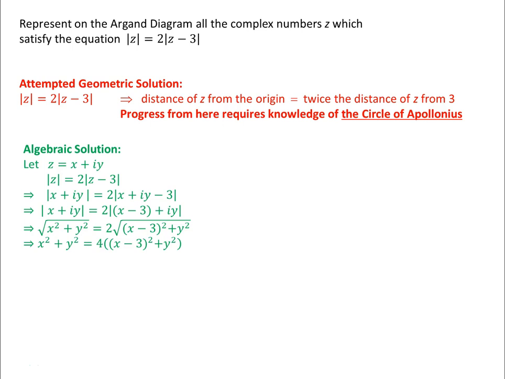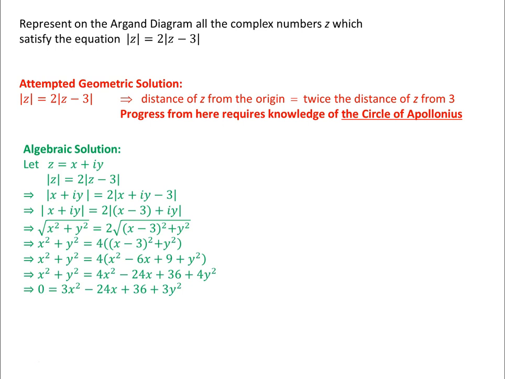Now we need to do an expansion of the brackets on the right hand side. So first of all, doing the square, we've got x squared plus y squared on the left hand side equals 4 lots of x squared minus 6x plus 9 plus y squared. In other words, x squared plus y squared equals 4x squared minus 24x plus 36 plus 4y squared, which means that we've got 0 equals 3x squared minus 24x plus 36 plus 3y squared.